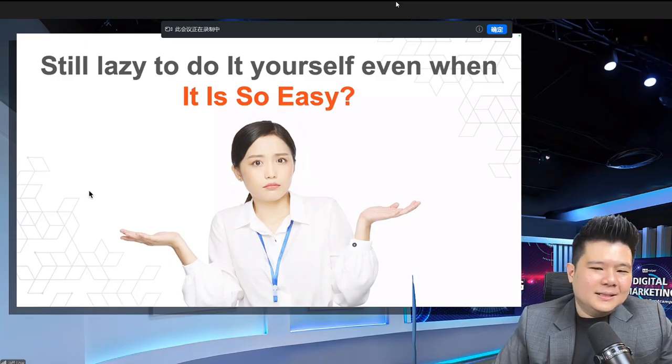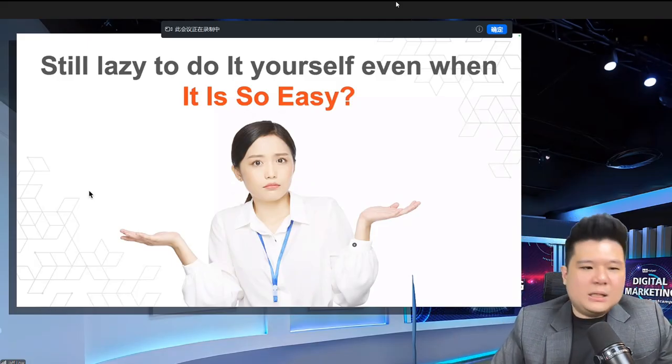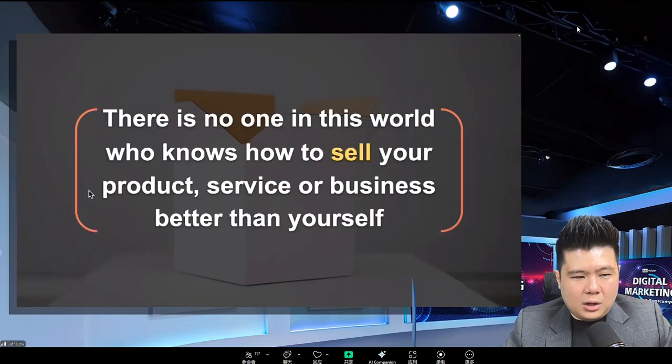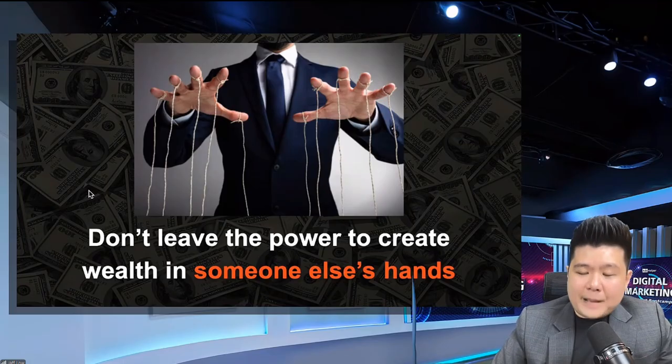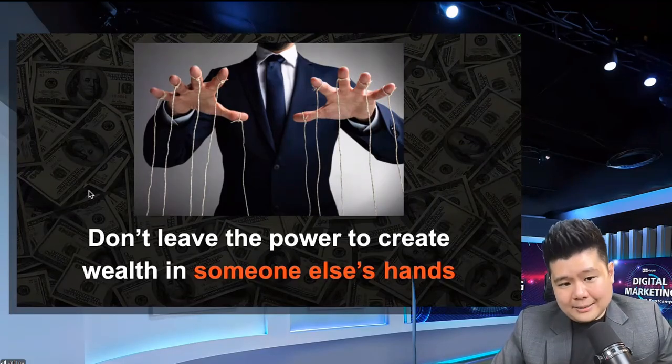Again, there's nobody in this world who knows how to sell your products better than you. And remember, please do not leave the power of creating wealth in someone else's hand.